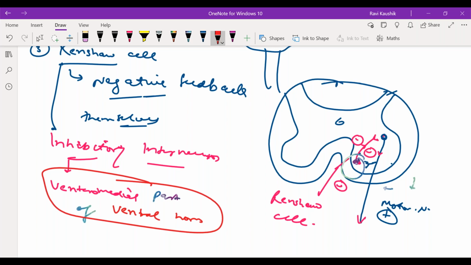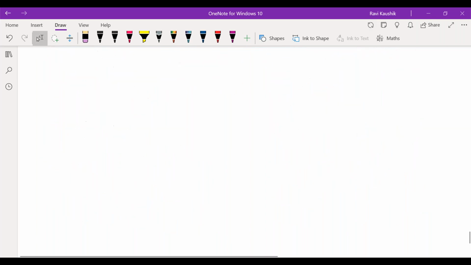And these are about Renshaw cells. They are stimulated or excited by acetylcholine, which is usually a positive one, right? Okay. There are a few similar connections or similar inhibitions via collaterals in the cerebral cortex and the limbic system also.